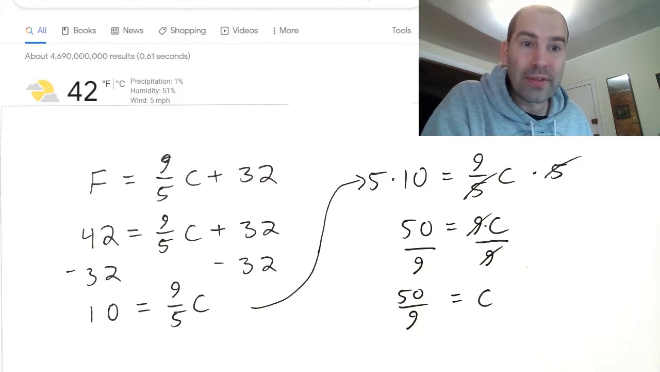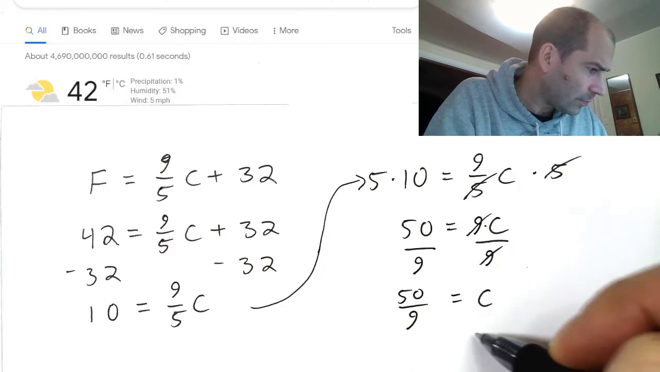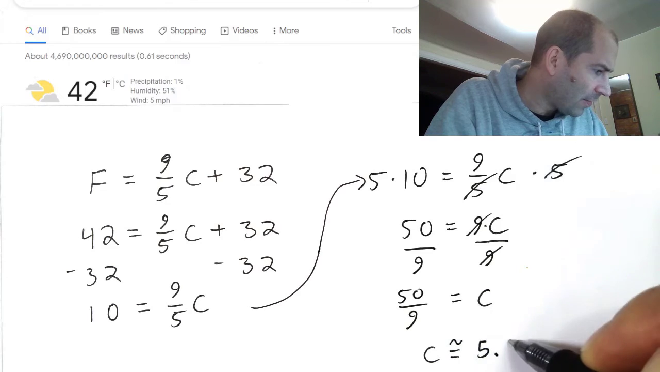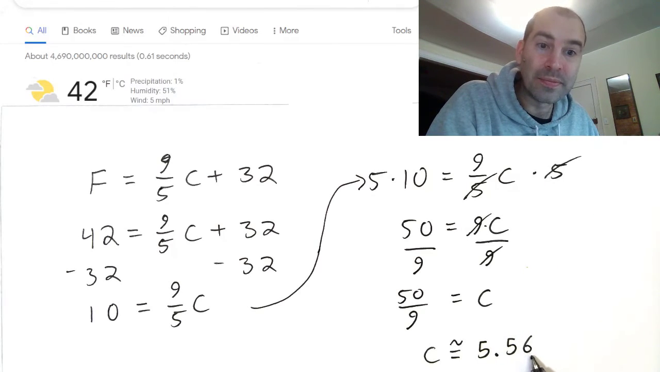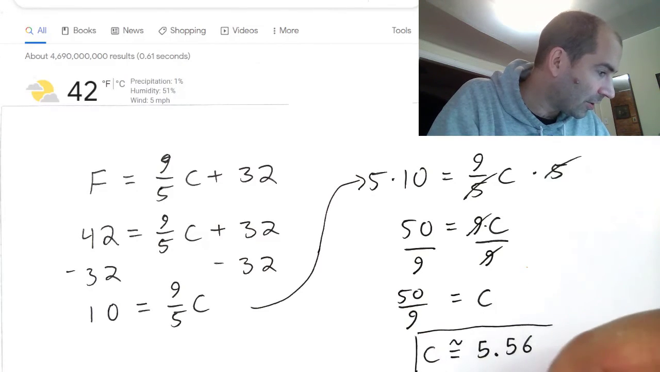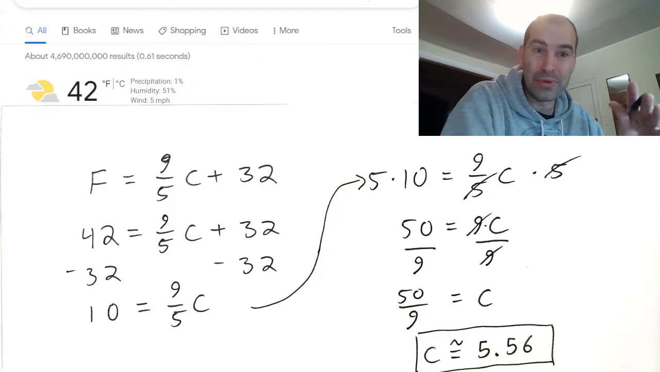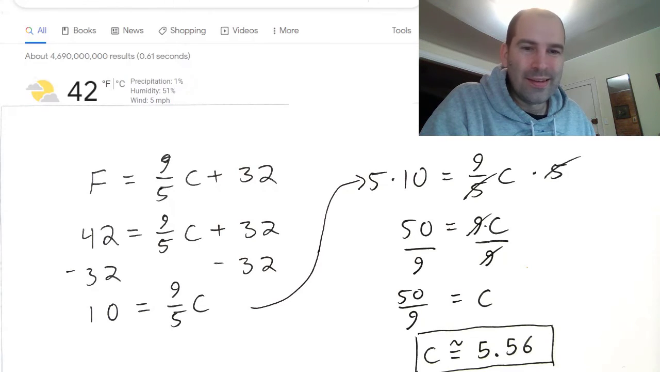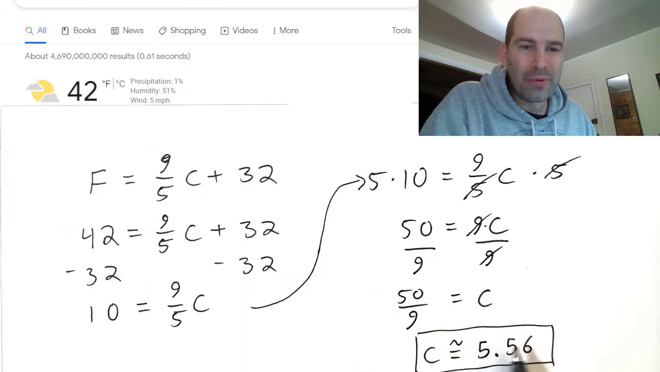You might want to represent this as a decimal if your friend wants to get a decimal answer. And if you compute that out, you'd see that C was equal to approximately 5.56. I'm rounding to the 100th place. And so this is the temperature in Celsius today. Pretty cool. Pretty close to 0, actually, 0 being freezing. So not too happy about that. So in other words, 42 degrees Fahrenheit corresponds to 5.56 Celsius.